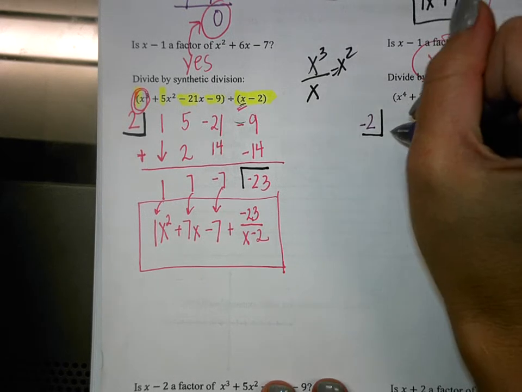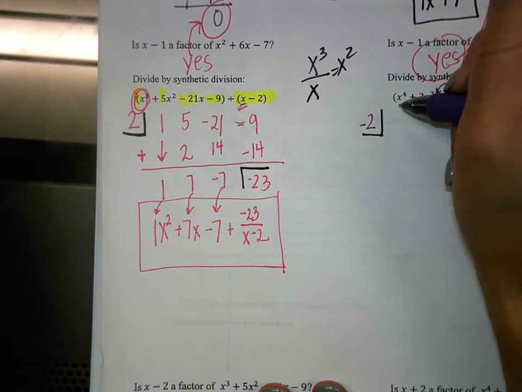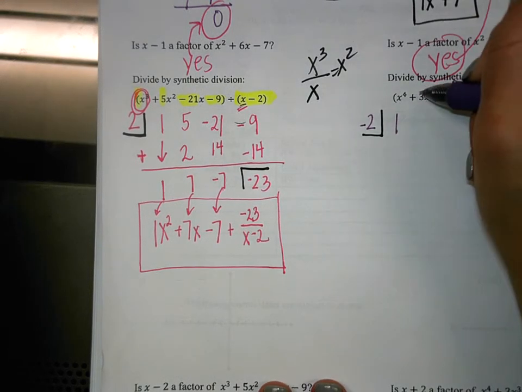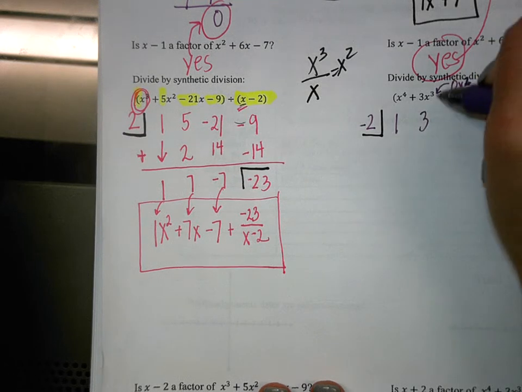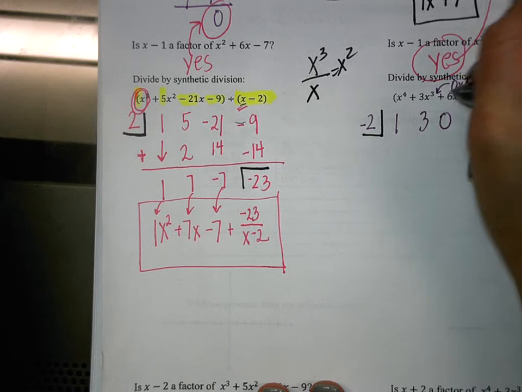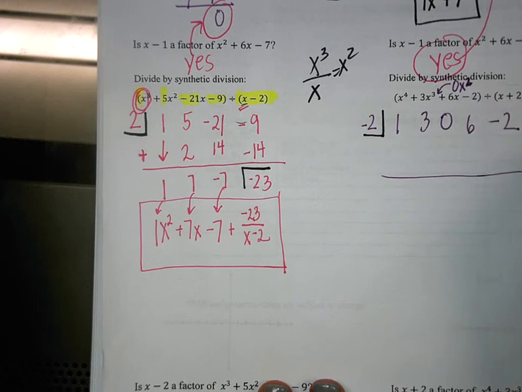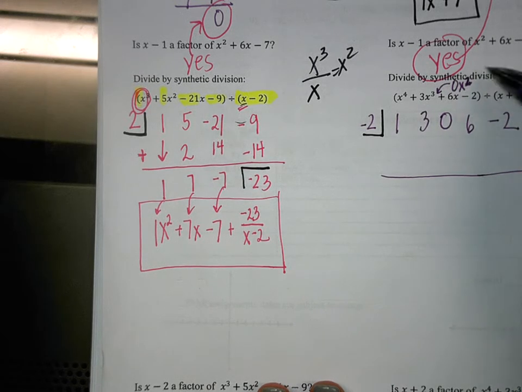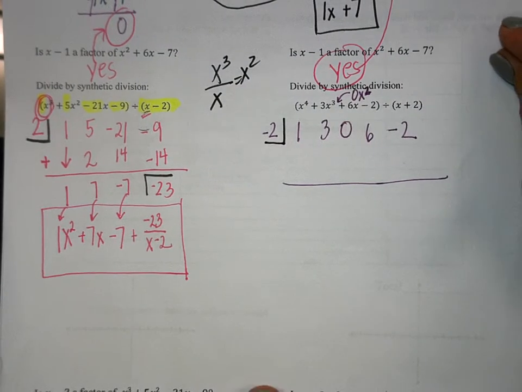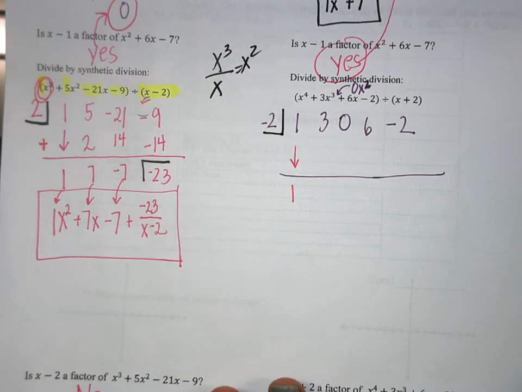When you're writing your coefficients in descending order, what's the coefficient of this one? 1. And this one is 3. Because there is no x squared term, it has a coefficient of 0. Okay? And then you have a 6 and a negative 2. You will not see this happen very often, but it can happen. Okay, what will I do first here? Bring down your 1. Do you guys want to go ahead and finish this one on your own right now?